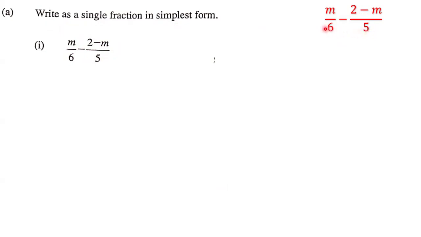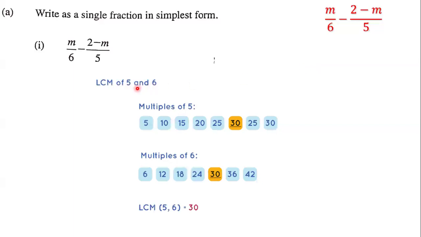So what we want to do is ensure that our denominators are the same when we are subtracting these two fractions. And so in order to do that, we will find the LCM of 5 and 6. We know that the multiples of 5 are 5, 10, 15, 20, 25, 30, 35, 40, and the list goes on, right? So it continues. The multiples of 6 are 6, 12, 18, 24, 30, 36, 42, and the list goes on and on. But the LCM of 5 and 6 is definitely 30.